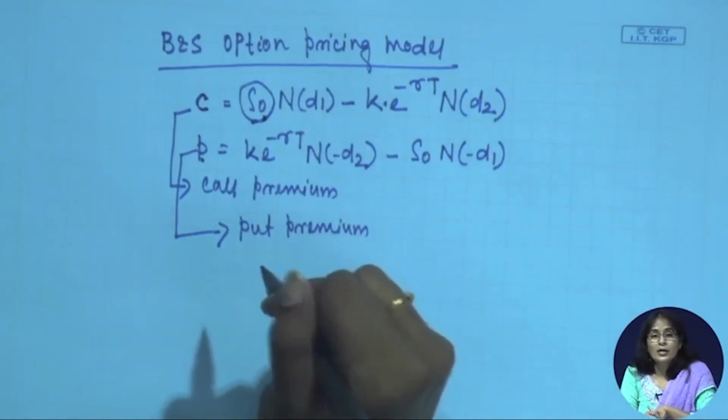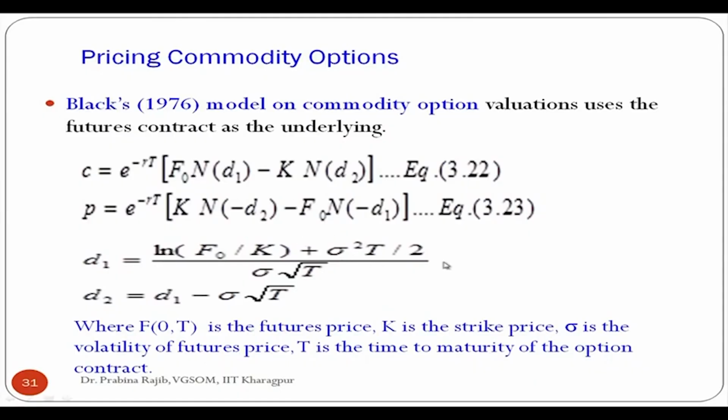So to do this adjustment, we use the Black 1976 formula. F0T is the futures price prevailing today, and K is your exercise price, and you have e to the power of minus RT. R is your risk free rate, T is time to maturity. This is the formula for the call premium.